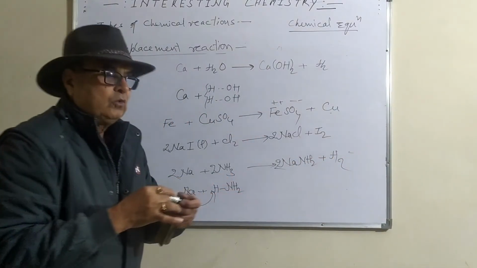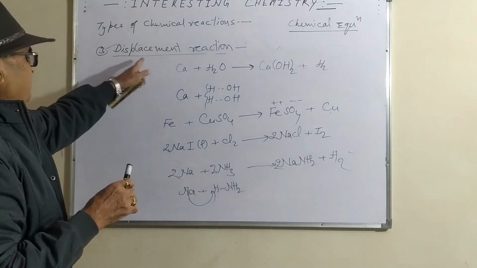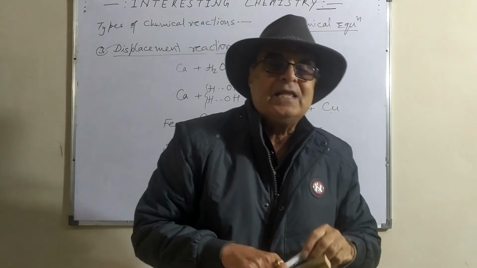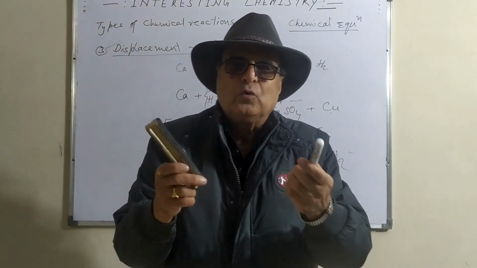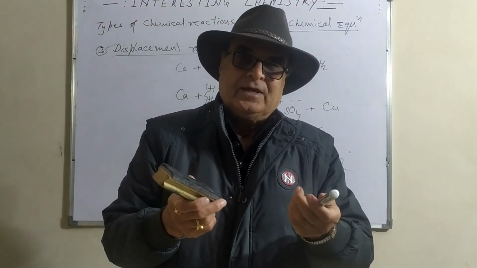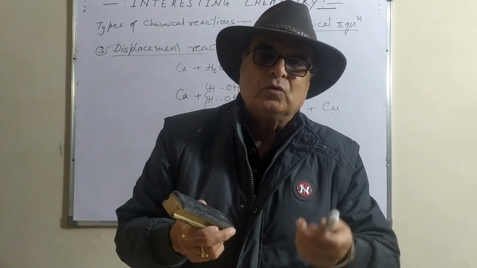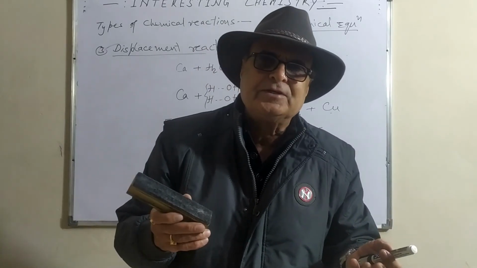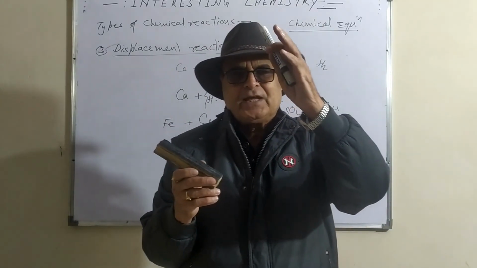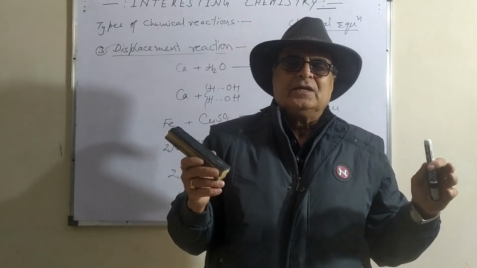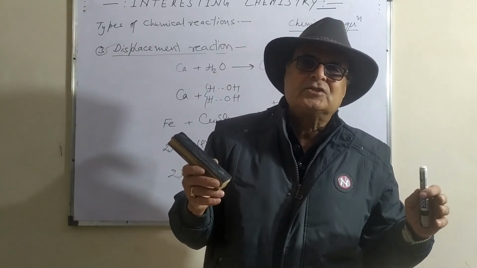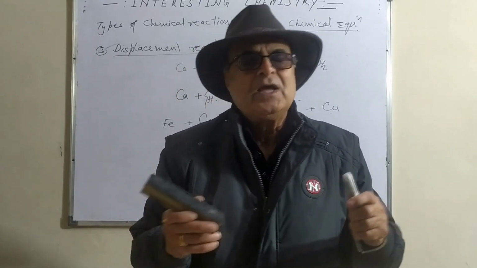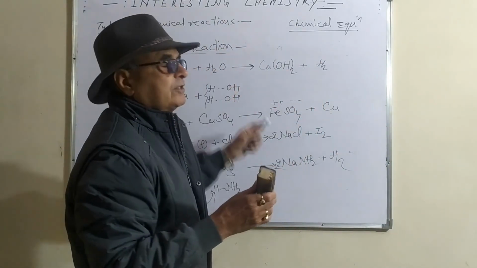So I have told you about the displacement reaction. This displacement reaction tells us about the formation of the real products. So I think you have understood the displacement reaction. I have told you about three types of chemical reaction: one is the combination reaction, second is the decomposition reaction, and third is the displacement reaction.